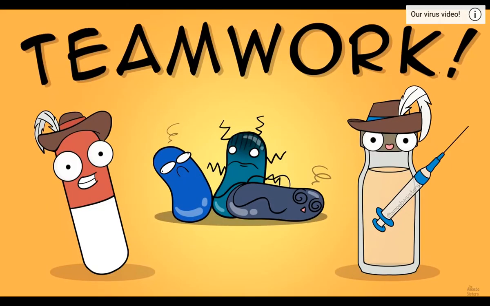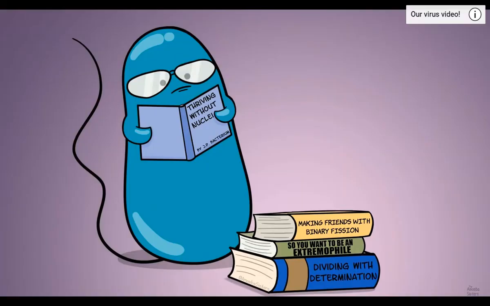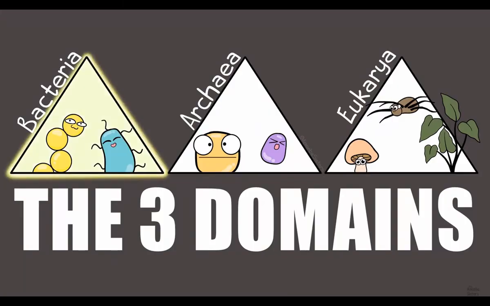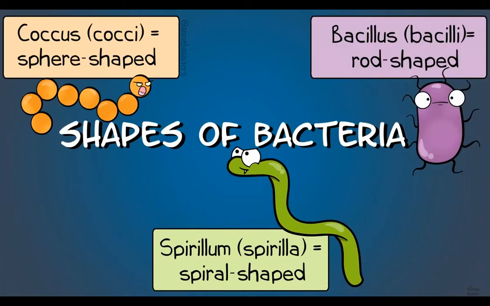Additionally, there are vaccines which can prevent many types of bacterial and viral infections. Okay, so what are bacteria exactly? In the three domains of life, bacteria encompass one of them. They come in different types of shapes, as you can see here.